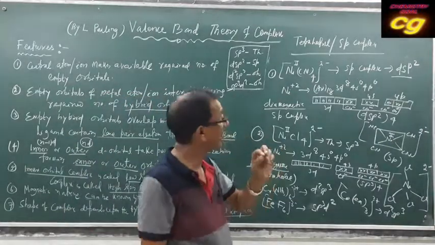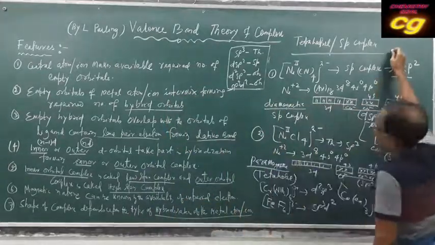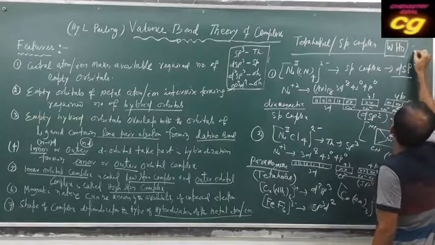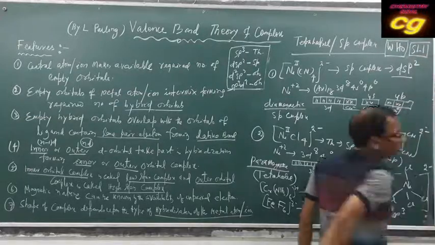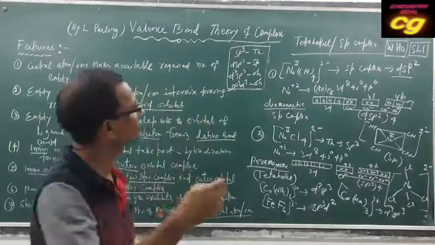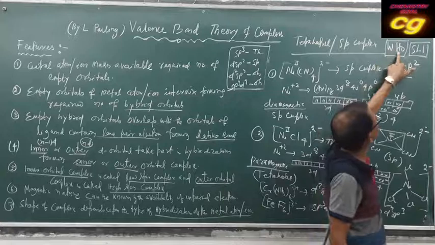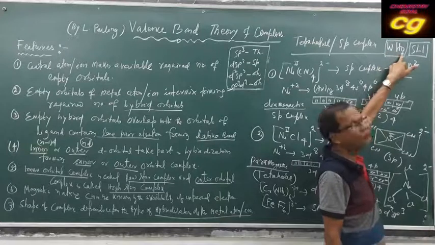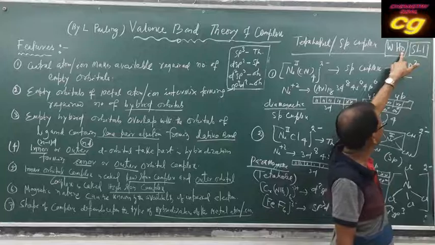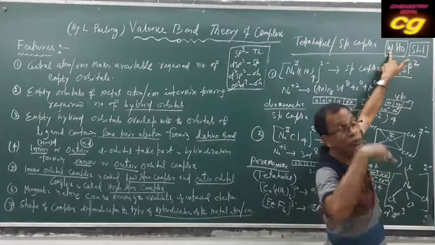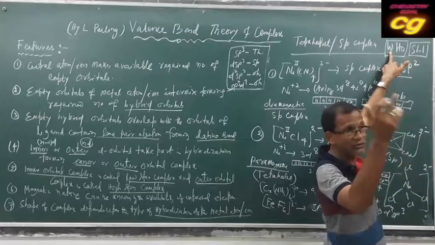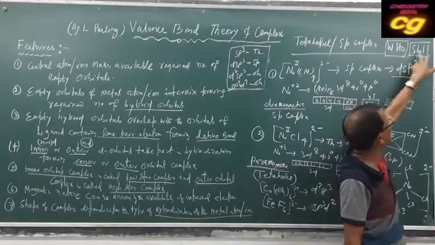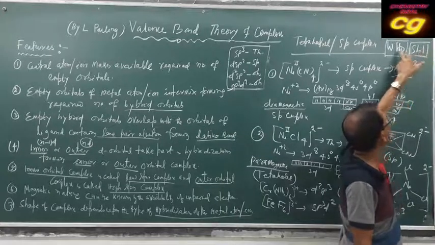I will tell you one trick. Remember two words: HO and LI. HO means weak ligand, high spin, outer orbital complex. High spin means outer, which means the ligand is weak. Why a particular ligand is weak or strong, we will discuss in crystal field theory. But remember, HO: high spin, outer. LI: low spin, inner.